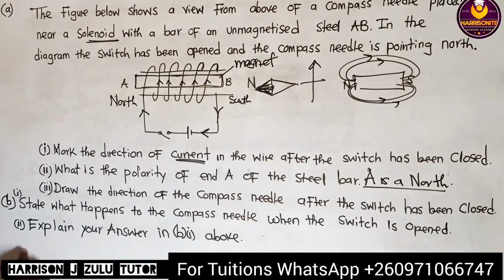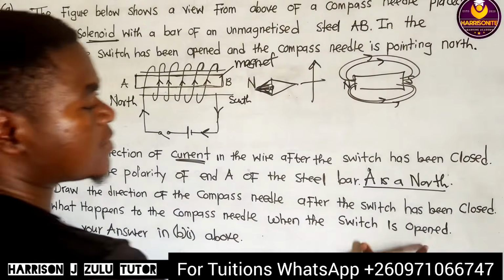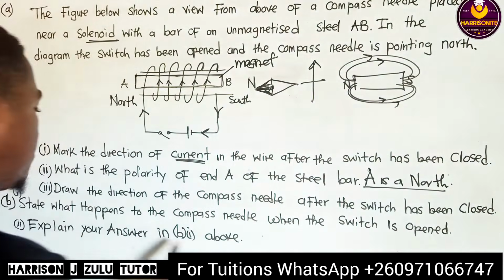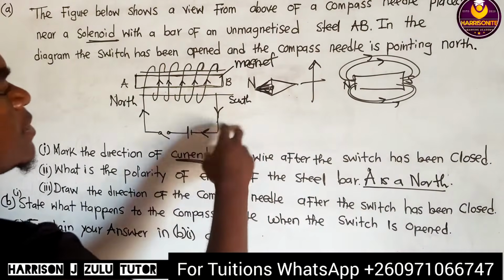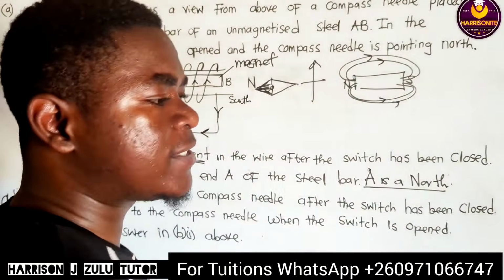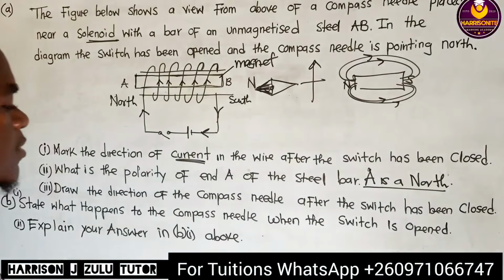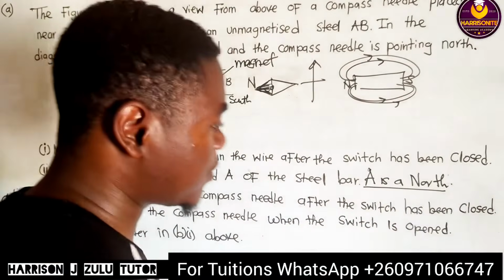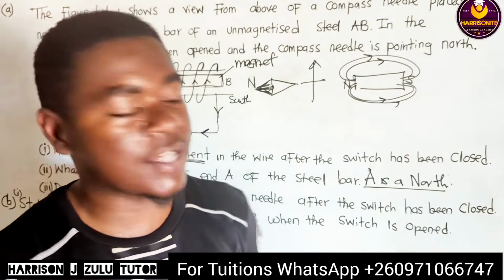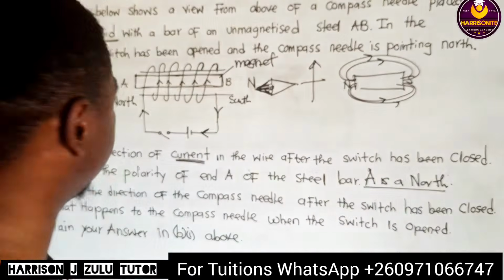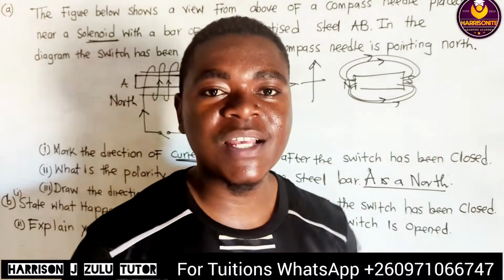Then the question tells us to explain your answer. How then can you explain your answer? You just need to say that it will remain in its position, because the steel bar has gained magnetic properties; it is now a magnet. So nothing is going to happen. This is what you are supposed to do. I've shown you how to answer. If a question like this was to come in an exam, this is what you are supposed to do.